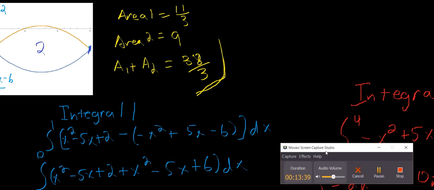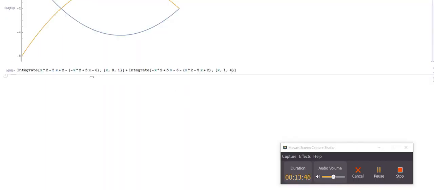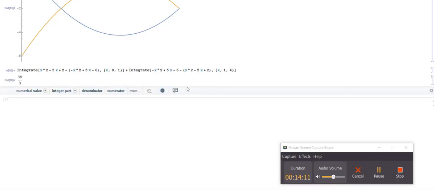Actually, we still have to verify on computer software. So I went ahead and typed it in here. What you see here is Mathematica, and I put our first integral, the y1 minus y2 as x goes from 0 to 1, plus the area of area 2, the integral of y2 minus y1 as x goes from 1 to 4. Let's go ahead and evaluate that. We get, in fact, 38 thirds.